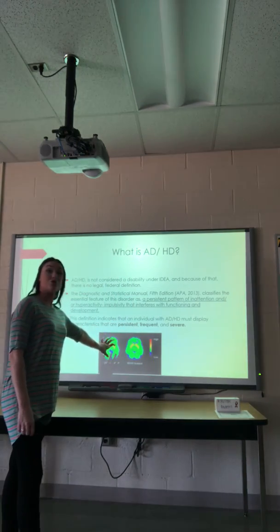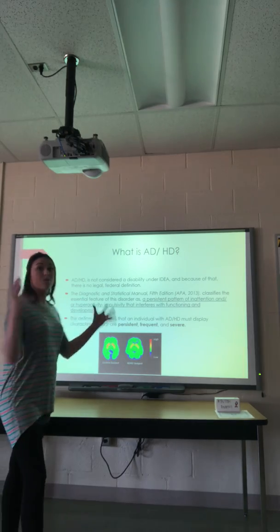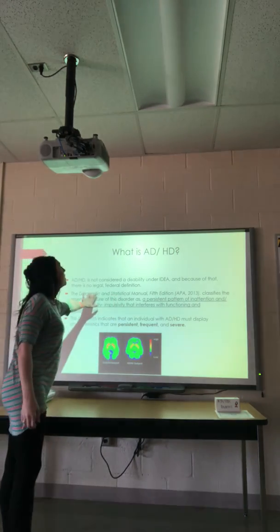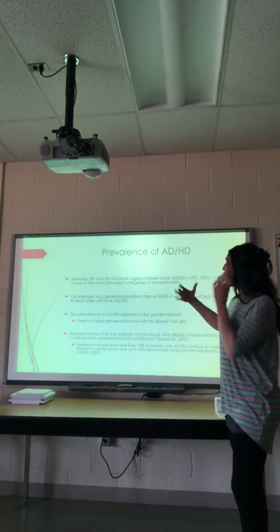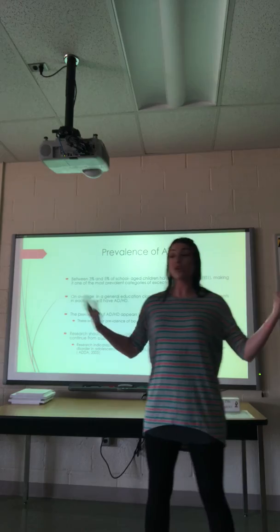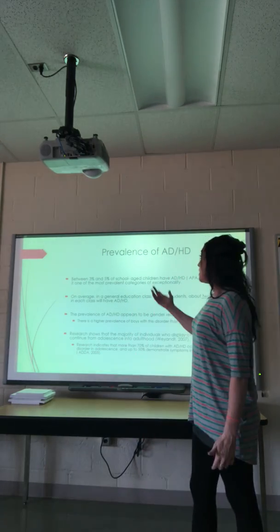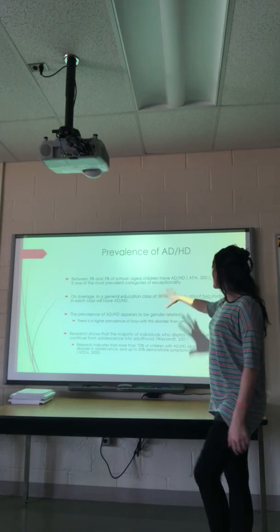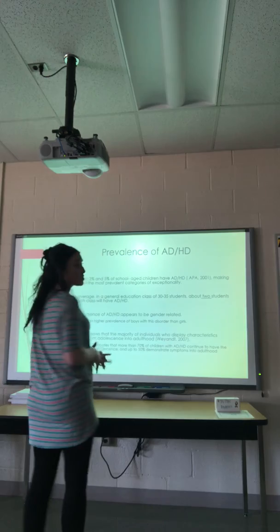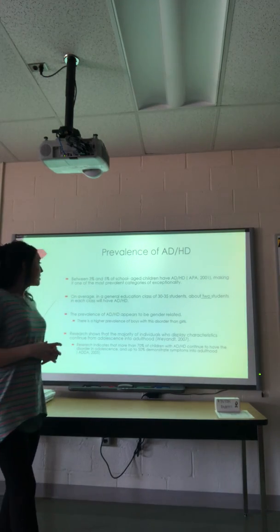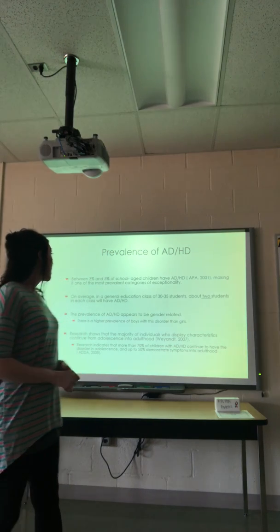This is a brain of a control subject and an ADHD subject, so it kind of shows you the difference of what's going on in their brain. The prevalence of ADHD: on average, in a classroom this size, 30 to 35 students, at least 2 of you would have ADHD. Between 3 to 5 percent of school-age students have ADHD, making it one of the most prevalent categories of exceptionality. The prevalence of this disorder does appear to be gender-related.